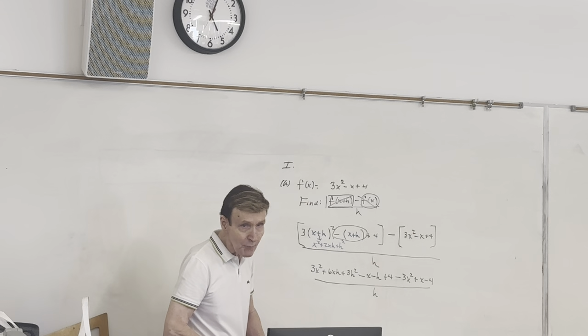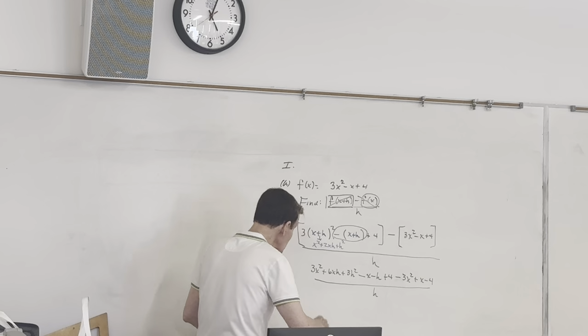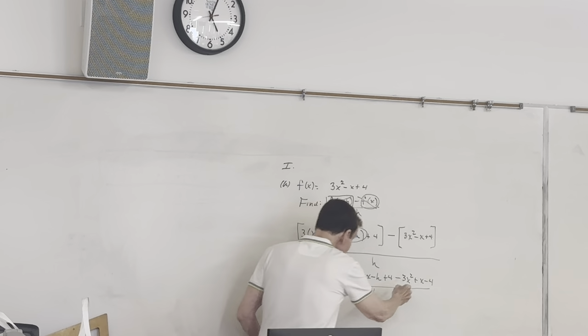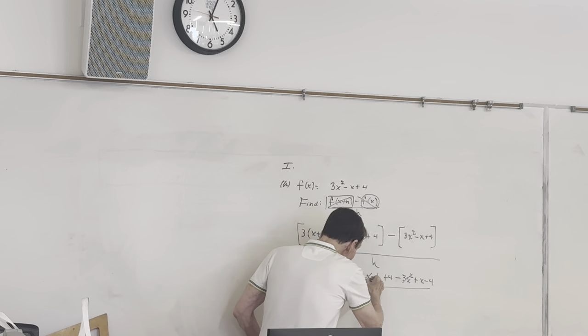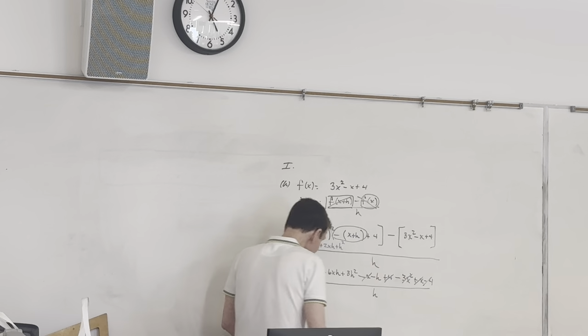And then you try to clean it up further. When I say cleaned up further, let's see what's going to happen here. Some of these terms I think will cancel out. Well, we cancel out the wrong ones. 3x squareds will cancel. X's will cancel. 4's will cancel out, they're gone.